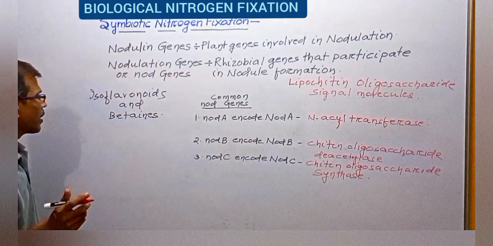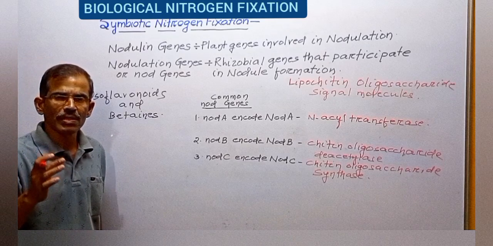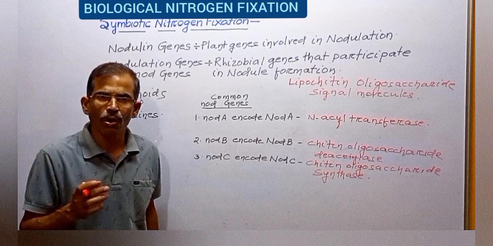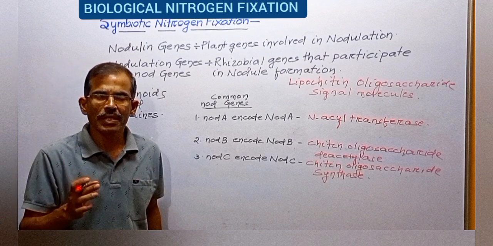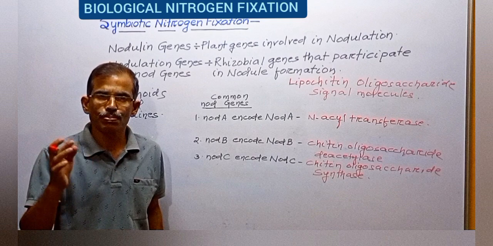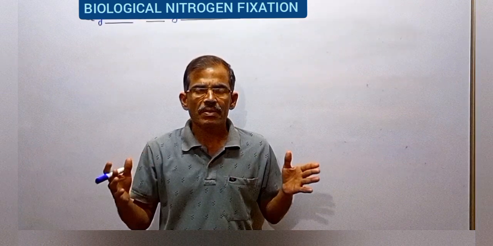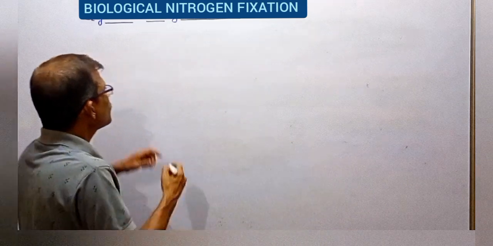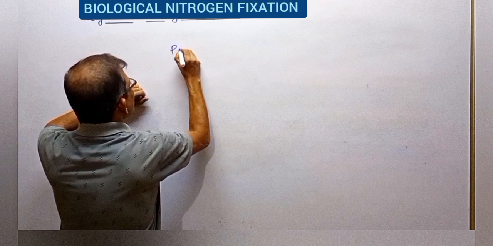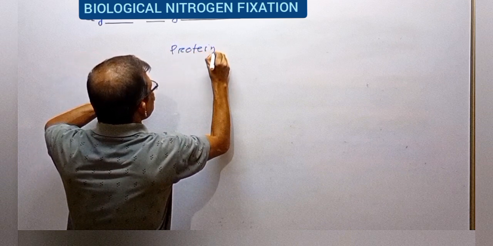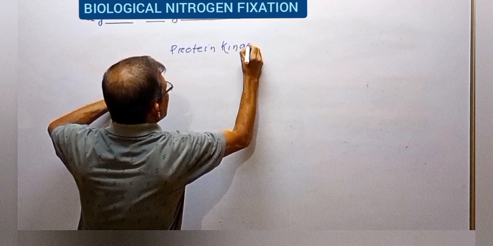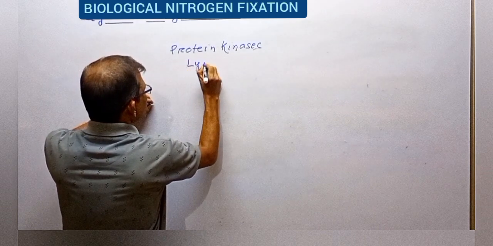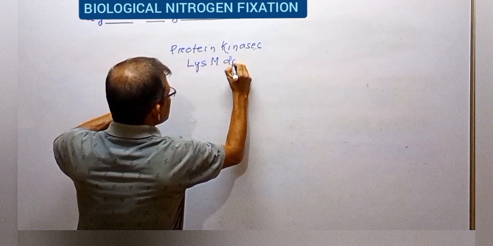The host-specific nod genes that differ among rhizobial species are involved in the modification of the fatty side chain or in the addition of groups that are important in determining host specificity. A particular legume host responds to a specific nod factor. Legume receptors for nod factors are protein kinases with extracellular sugar binding lysine motif domains.